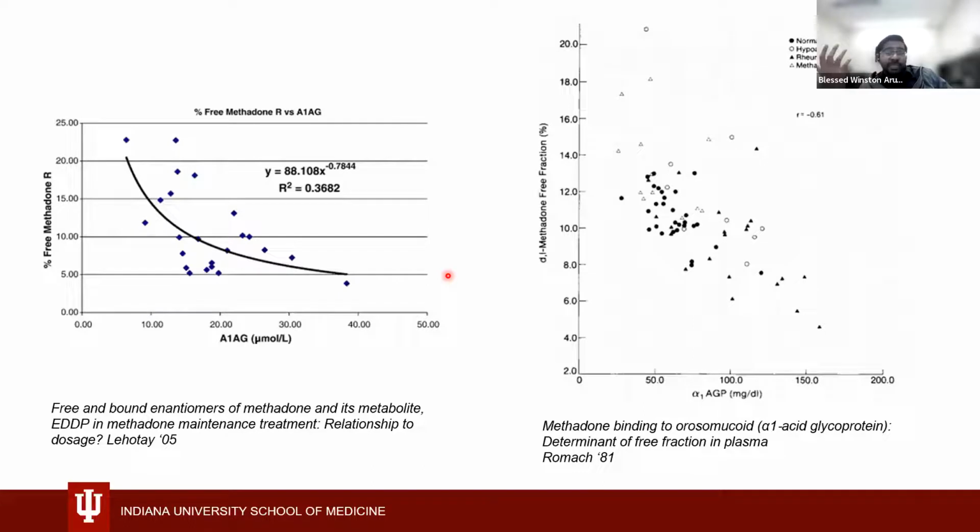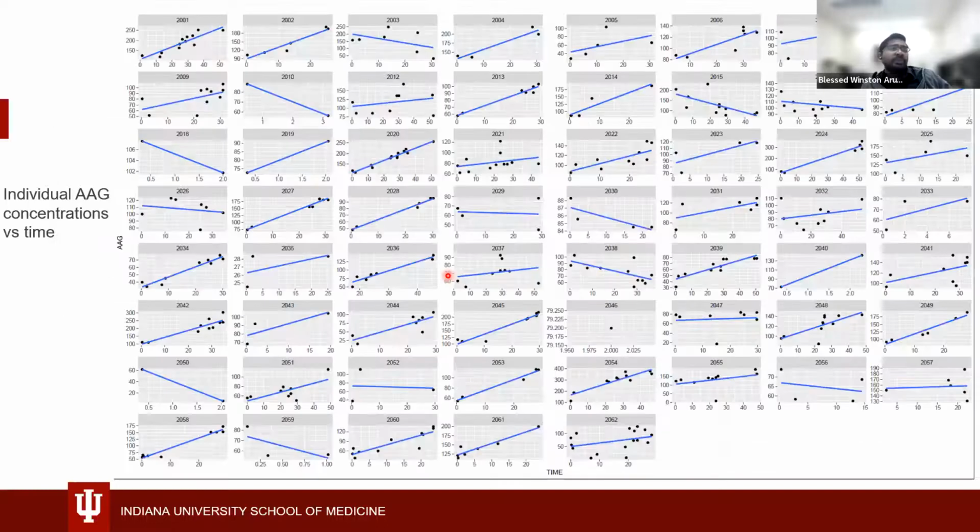So this is something we expected to see in our data. We expected that we'd find a relationship between free fraction and AAG. So we went ahead and even measured the free drug concentration of both R and S methadone. This is the individual concentration of AAG. You can see that in most people there is an increase. There's quite a bit of intra-patient variability, which could be due to a lot of reasons, but it's reasonably okay. You see a trend in most people. Most people it's increasing, some people it's flat, and rarely it is coming down.